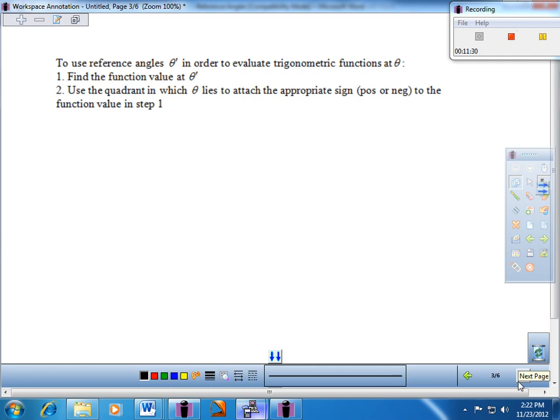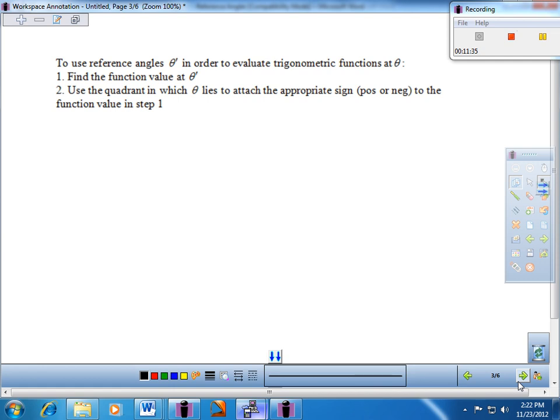I wrote a couple strategies, a couple ideas which we'll incorporate. This falls under the heading of using the reference angles in order to evaluate trig functions at theta. So find the function values at theta prime. If I know sine or cosine or tangent of theta prime, then I'll be able to find sine and cosine and tangent of theta. And so it says use the quadrant in which theta lies to attach the appropriate sign, either positive or negative, to our numerical value from the first step.